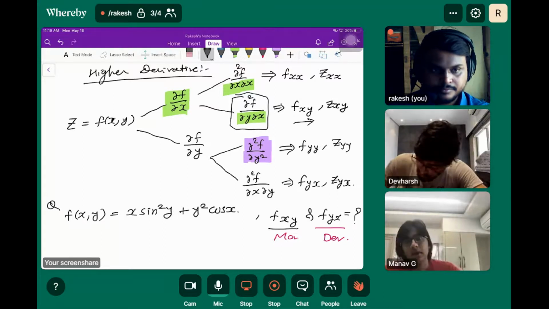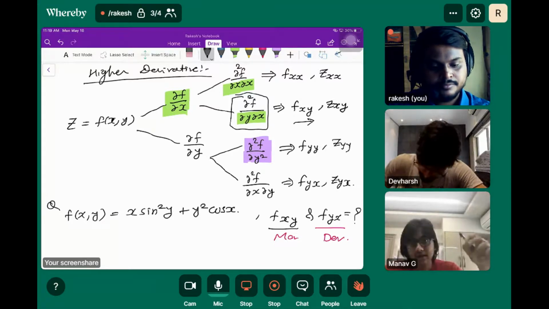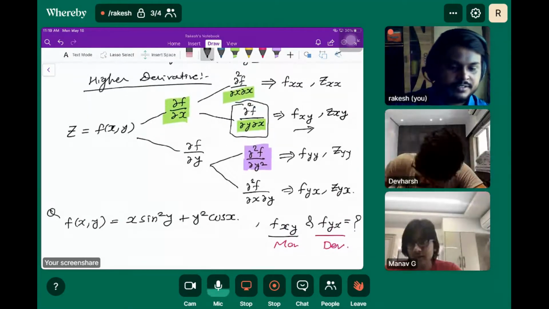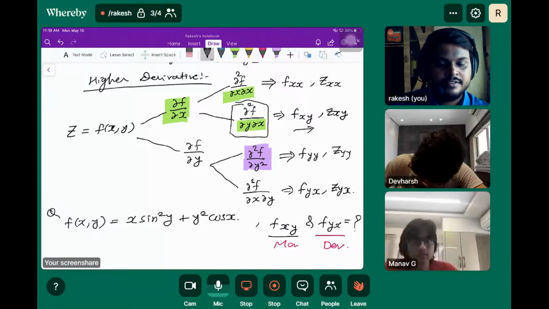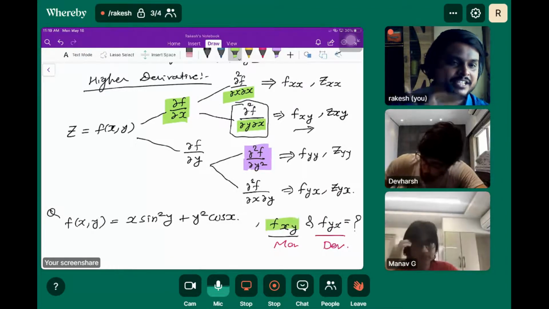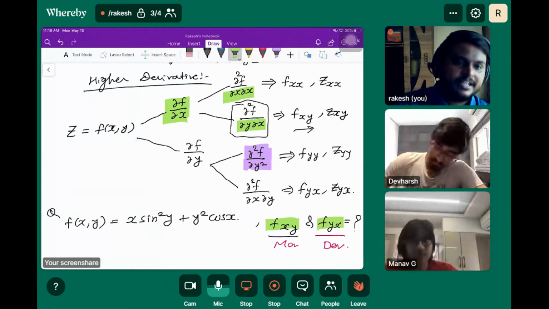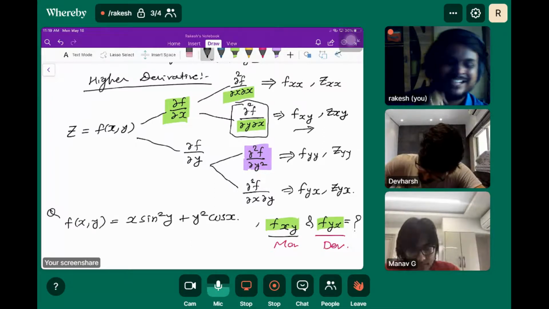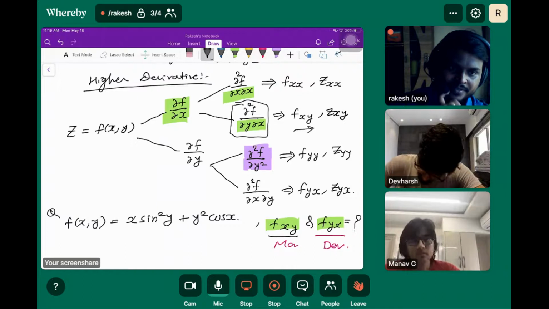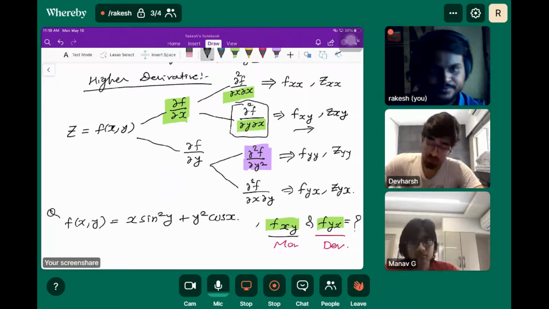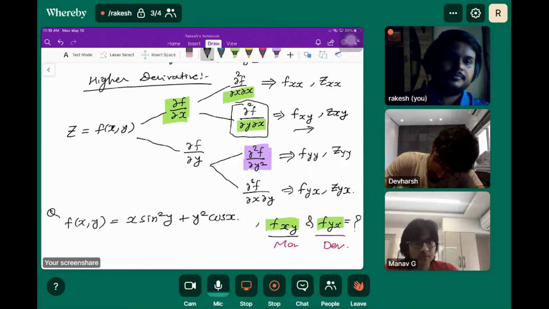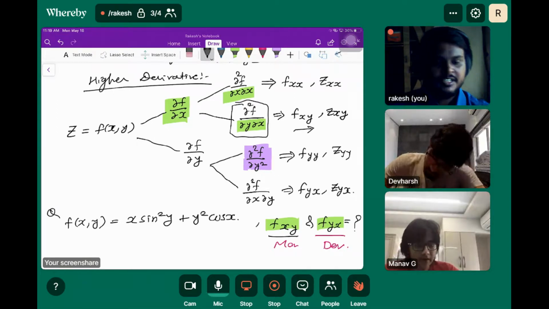So the partial derivative notation and the square means partial derivative twice, right? Yes, square means twice. Or the notation may be in this way: f of xy together or f of yx together. This is also called mixed derivative. Okay. So the funda is same, right?